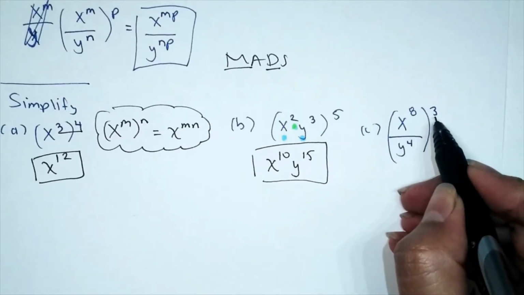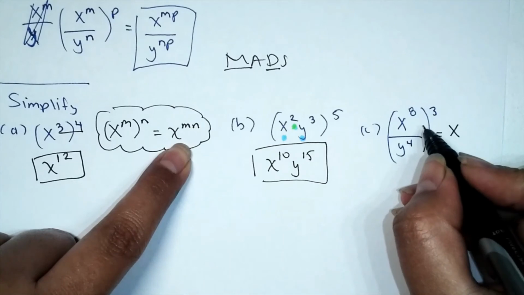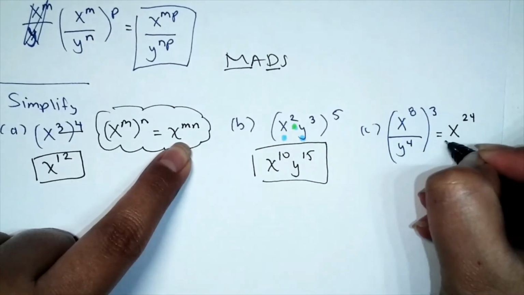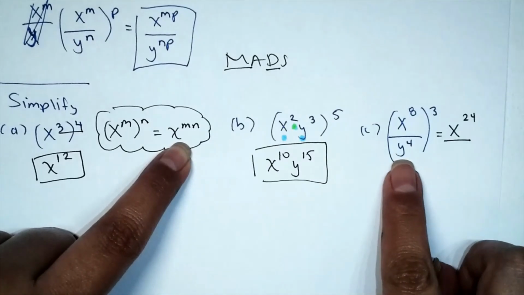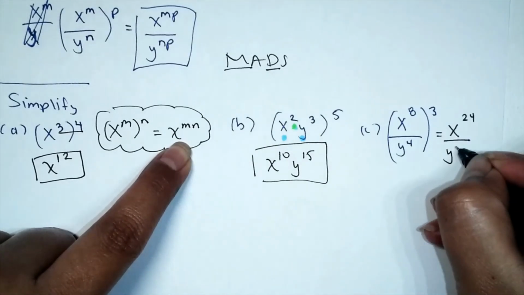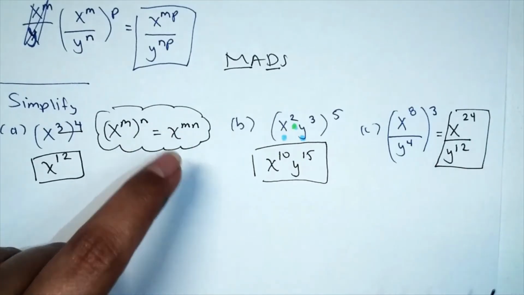Okay, so power rule. Numerator raised to the 3rd power. We're going to keep the base and multiply the exponents. Product of 8 and 3 is 24. Done. Denominator raised to the 3rd power. Keep your base of y and then multiply the exponents. Product of 4 and 3 is 12. Can we keep going? No, because there's nothing to reduce.